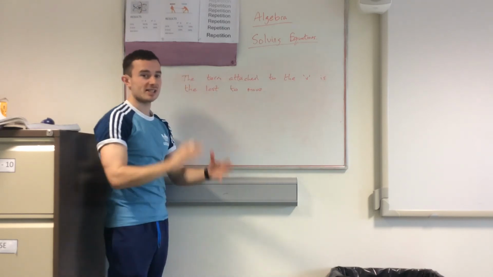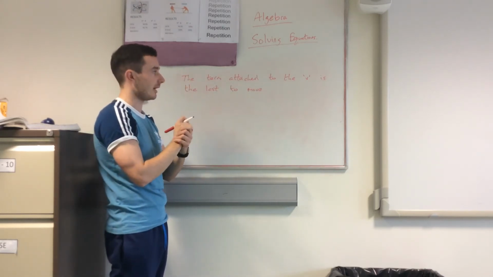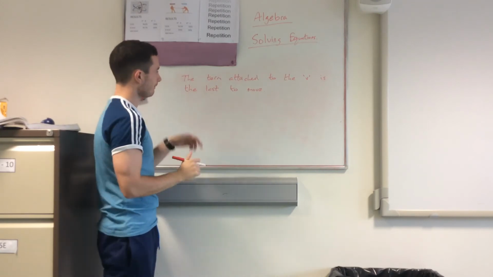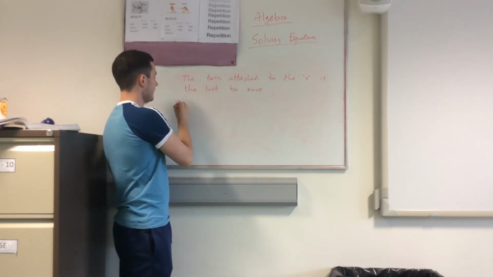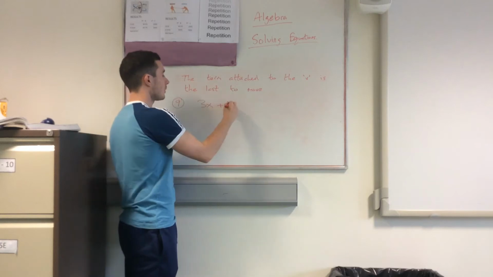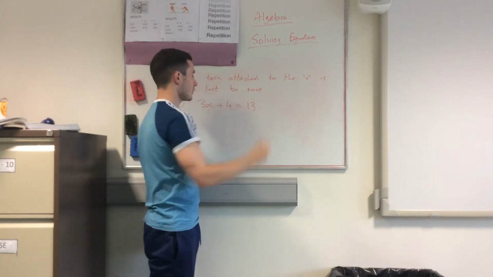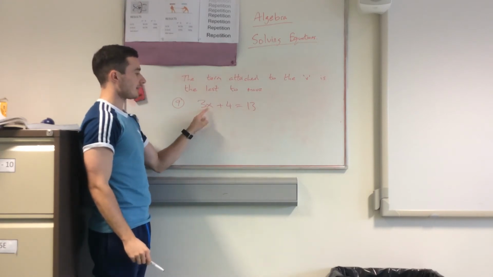Okay? So whatever is physically attached to your x, so for example 3x, the 3 is attached to your x, so there's no plus or minus in between it. That's the last thing to move. Alright? So let's see. Example 9. 3x plus 4 equals 13. Alright? My 3 is physically attached to my x, my 4 is not.